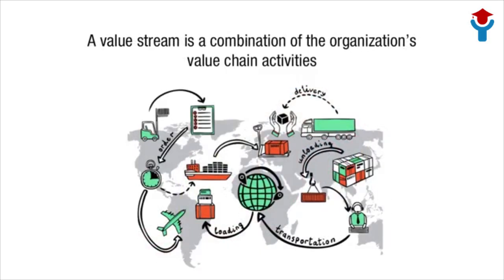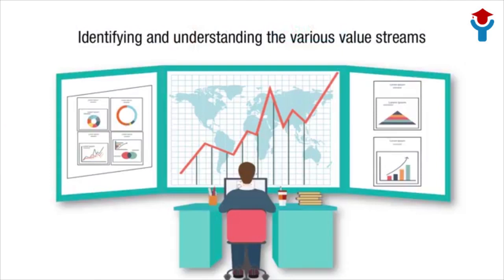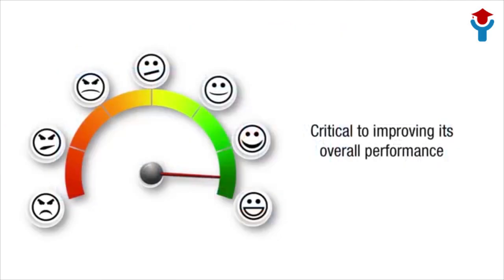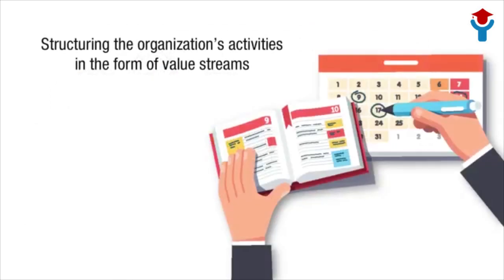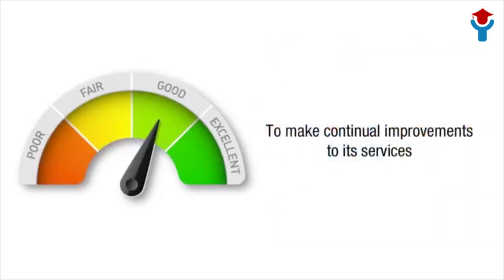Value stream. A series of steps an organization undertakes to create and deliver products and services to consumers. Identifying and understanding the various value streams an organization has is critical to improving its overall performance. Structuring the organization's activities in the form of value streams allows it to have a clear picture of what it delivers and how, and to make continual improvements to its services.